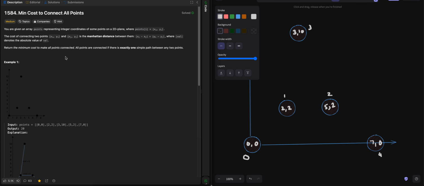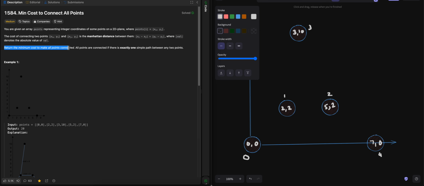So we don't have to apply the usual distance formula here, we have to use the Manhattan distance. What is Manhattan distance? That is mod of xi minus xj plus mod of yi minus yj, where mod represents the absolute value. So this would represent basically the distance. Return the minimum cost to make all points connected. This is a very interesting line, which will give you a hint actually what we have to do in the problem. All points are connected if there is exactly one simple path between two points.